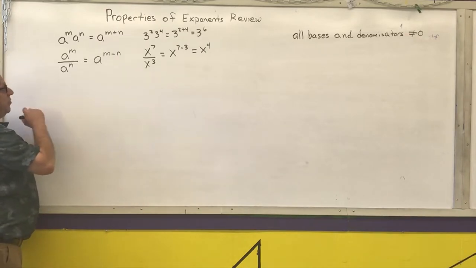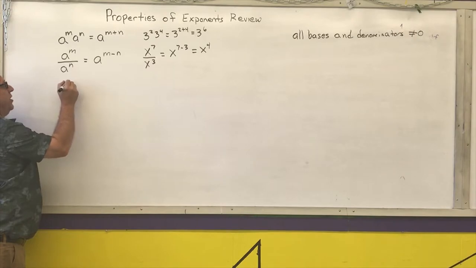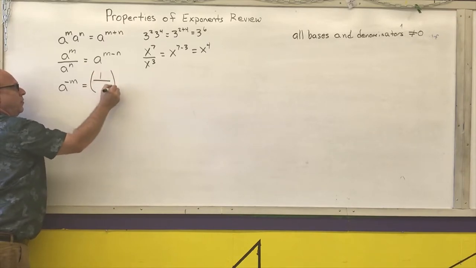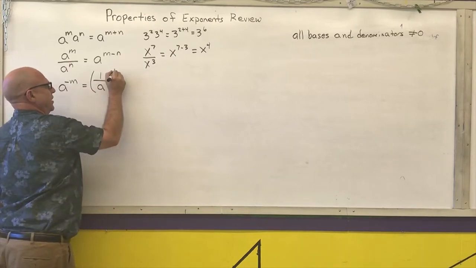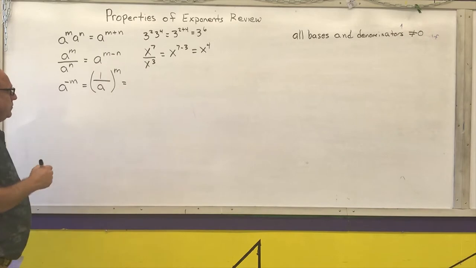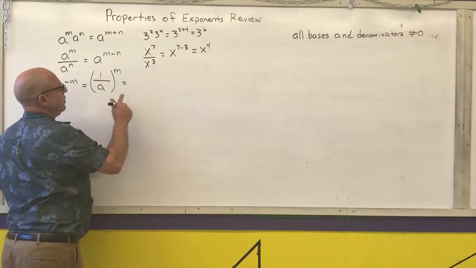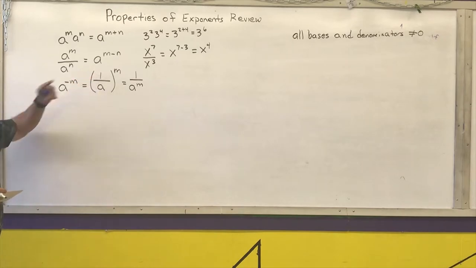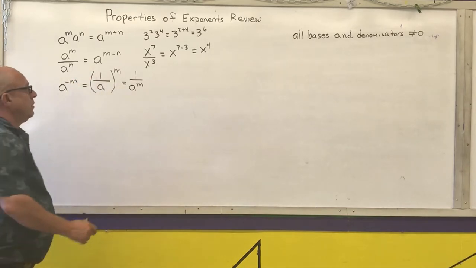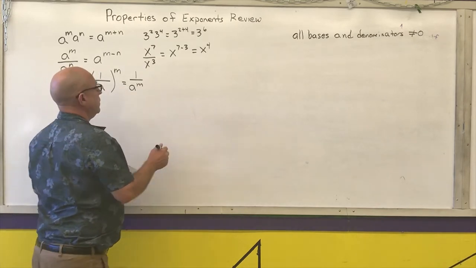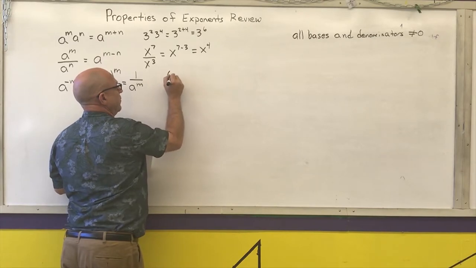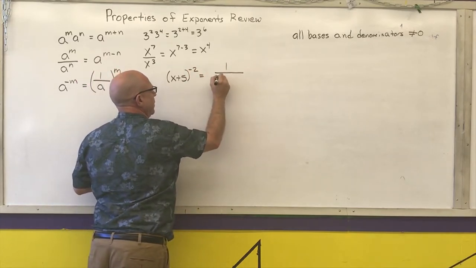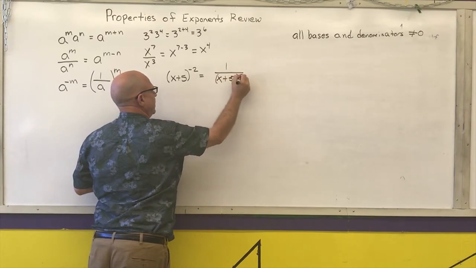From here, I have the negative exponent property. If I have a base raised to a negative exponent, it is the same thing as the reciprocal raised to a positive exponent. And in this case, I haven't shown you yet the quotient property. It's also the same thing as 1 over the base to that first power, if this happens to have a 1 when you do the reciprocal there. And this works for anything. So if I have x plus 5 to the negative 2, that is the same thing as 1 over x plus 5 quantity squared.